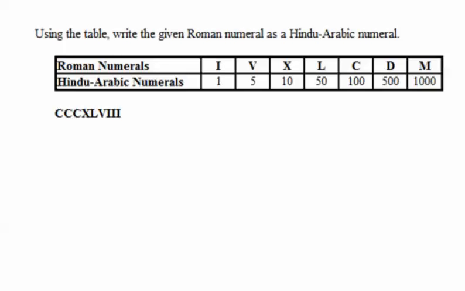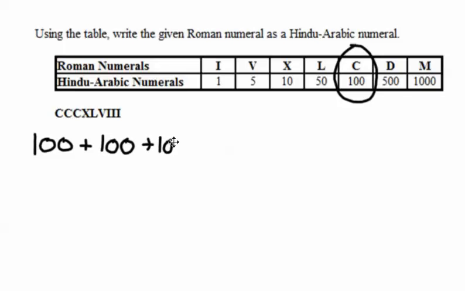And you also can only subtract the numerals with values 1, 10, 100, and 1,000. So you cannot subtract 5, 50, or 500 from anything. So in this problem, we see that we have CCC. Well, each one of those C's is 100. So that would be 100 plus 100 plus 100. That's for the three C's.